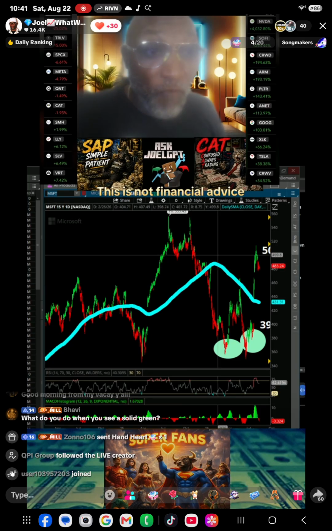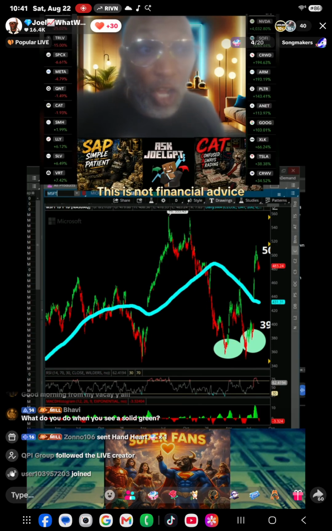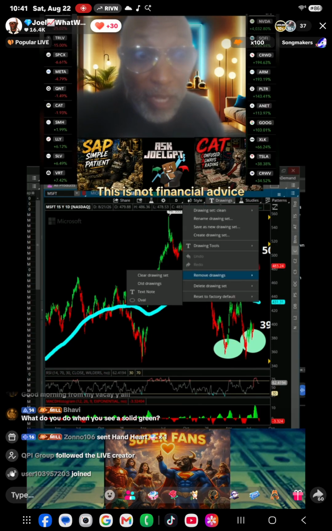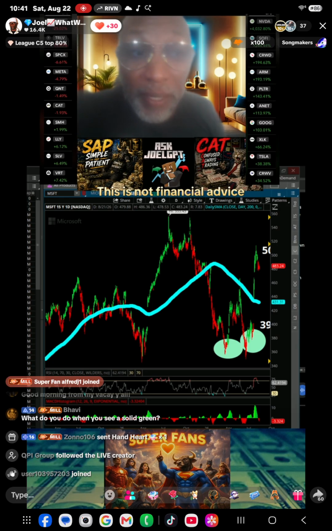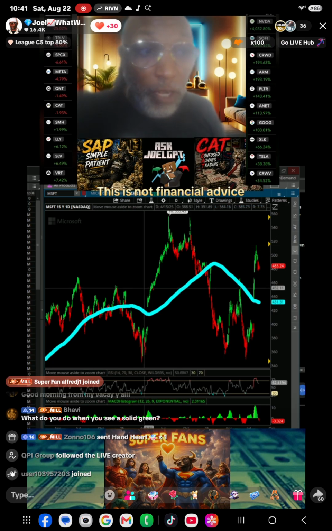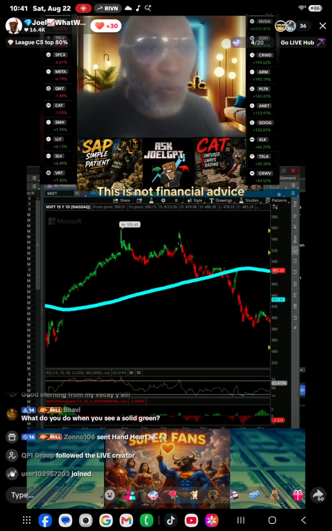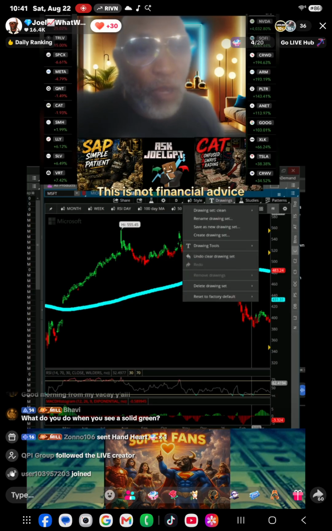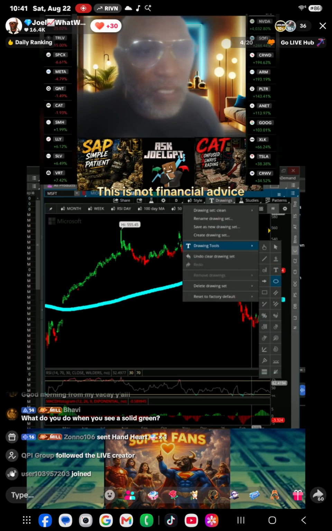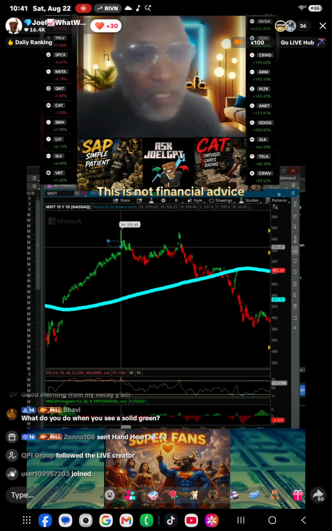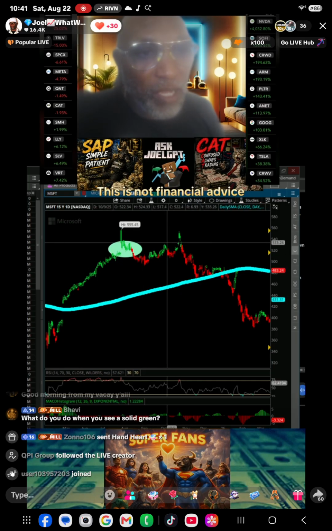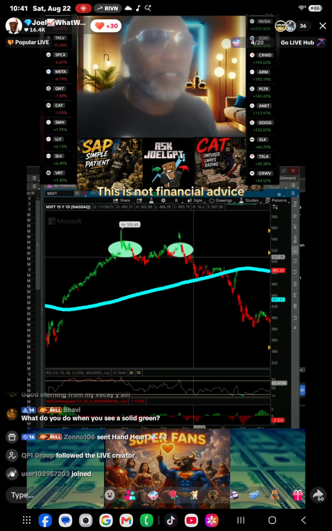Now, Microsoft, I hope y'all got in. I done made y'all a lot of money in Microsoft. Here's the crab formation. This was a super crab right here. I don't even have to draw the antennas. The antennas are already there. Look at this. Looks more like an owl than a crab. There's your little crab formation.